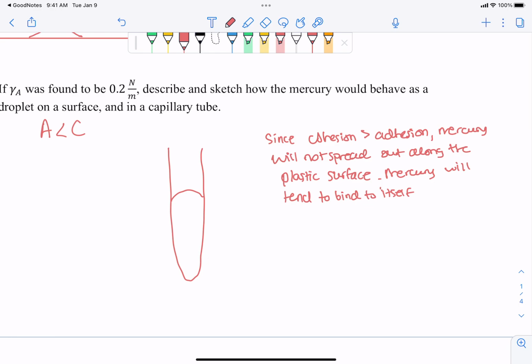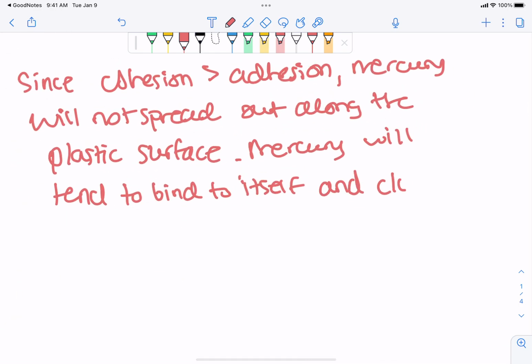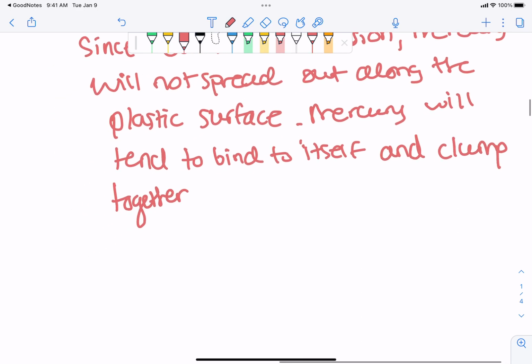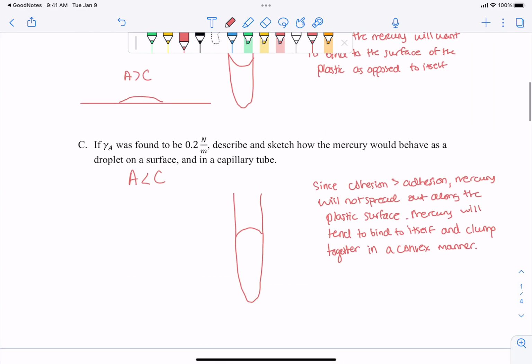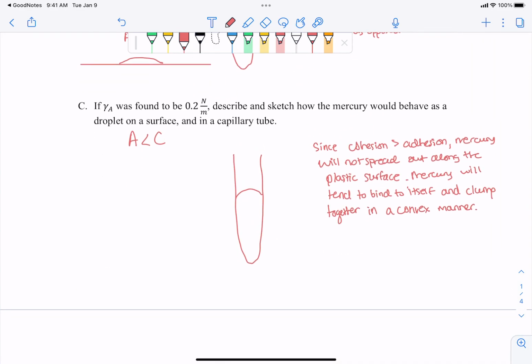And basically clump together in a convex manner. So cohesion greater than adhesion, mercury will not spread out along the plastic surface, right? Because cohesive forces are greater than the adhesive forces. So mercury will bind to itself, it'll bead up, right? Clump together in a convex manner, right?